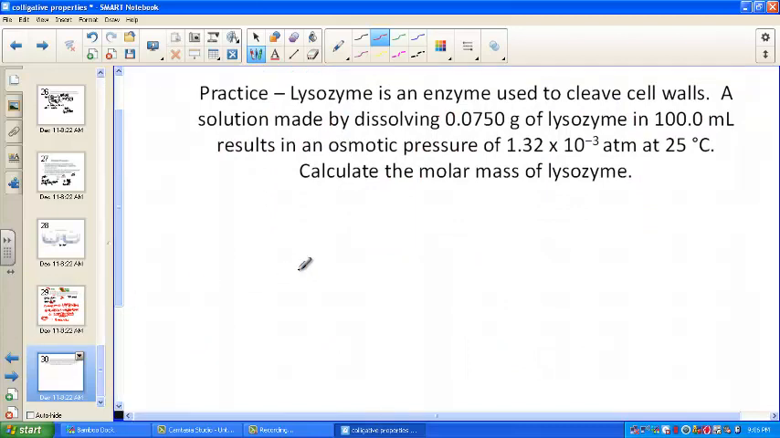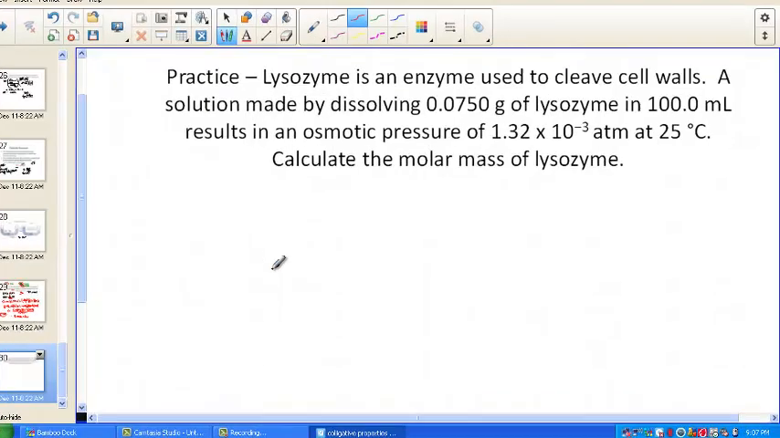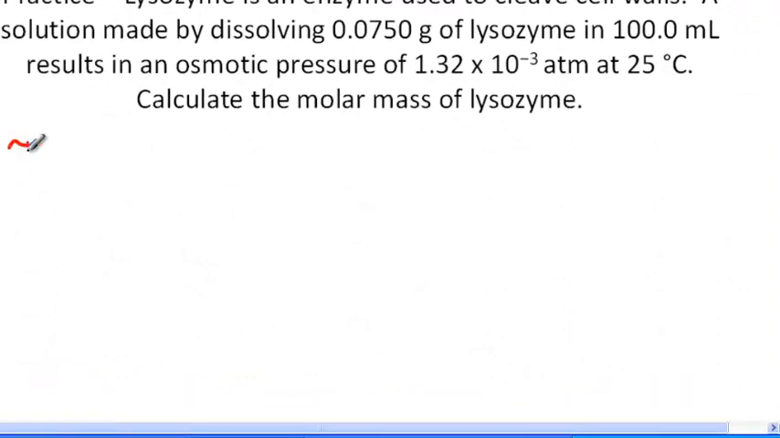A lysozyme is an enzyme used to cleave cell walls. A solution made by dissolving 0.075 grams of the enzyme called lysozyme in 100 mL of solution results in a pressure of 1.32 times 10 to the negative third atmospheres at room temperature, 25 Celsius. What's the molar mass of our lysozyme? Now, you might be considering pi equals MRT, but I'm a one-trick pony. I like to just memorize PV equals nRT. It's just much more fun to say.